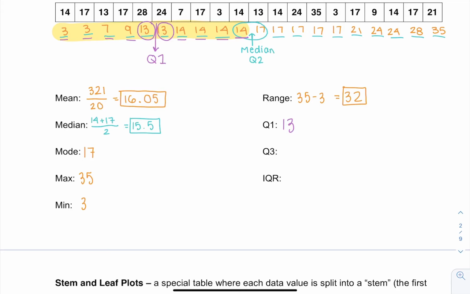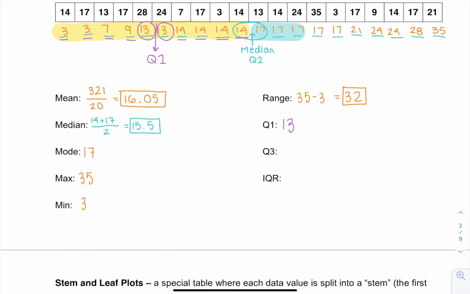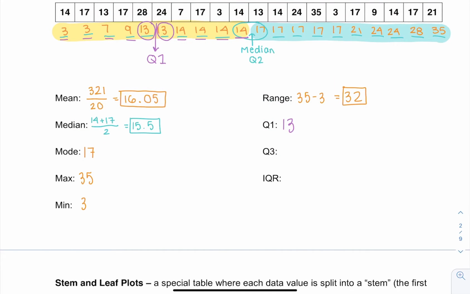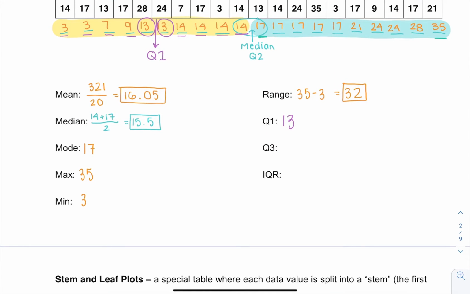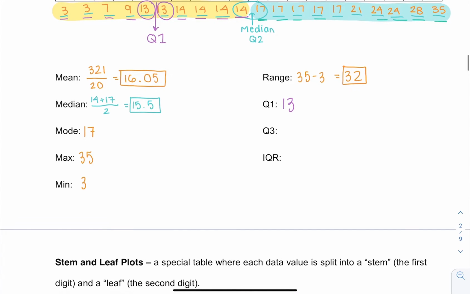Now Q3 is the median for the second half of data. So hopefully this shows up. So if I highlight the second half of data, I'm going to find out what Q3 is. So I cross off one at the bottom, one at the top, bottom, top, bottom, top, bottom, top. And now I end up with 17 and 21. So Q3 is right here, but I need to find the average of those because I have 2. So now 17 plus 21 divided by 2 gives me 19.